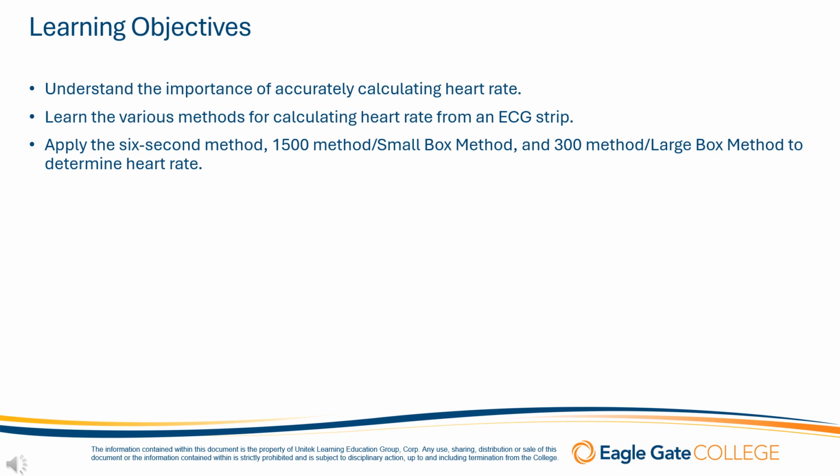Let's take a look at the learning objectives. By the end of this presentation, you'll be able to understand the importance of accurately calculating heart rate, learn the various methods for calculating heart rate from an ECG strip, and apply the 6-second method, the 1500 method, also called the small box method, and the 300 method, also called the large box method, to determine heart rate.